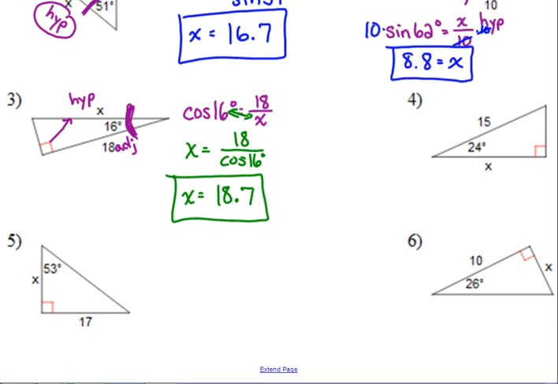Okay, number 4. We got our 24 degrees, 15 is the hypotenuse. Draw that arrow in there. Our curve is touching the x, so the x is the adjacent, so we've got adjacent and hypotenuse again, so this is cosine of 24 is equal to the adjacent x over the hypotenuse 15. When you've got that constant in the denominator, you multiply both sides, because that's what's going to get rid of that dividing by 15.